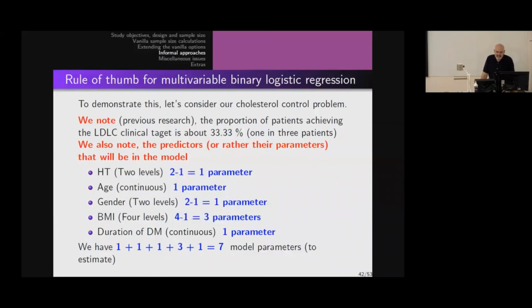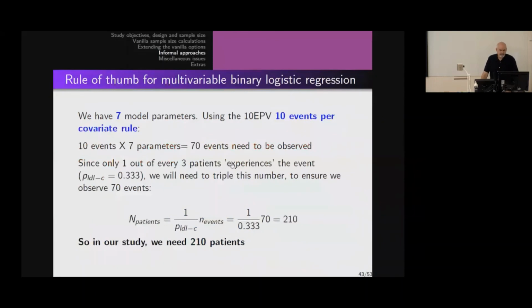Now, let's look at our magic formula, and it is so simple, this formula. We have 7 model parameters. Now remember, we want 10 cases per parameter. So using our 10 EPV rule, we want 10 cases or 10 events times 7 parameters. We need 70 events in our data set.